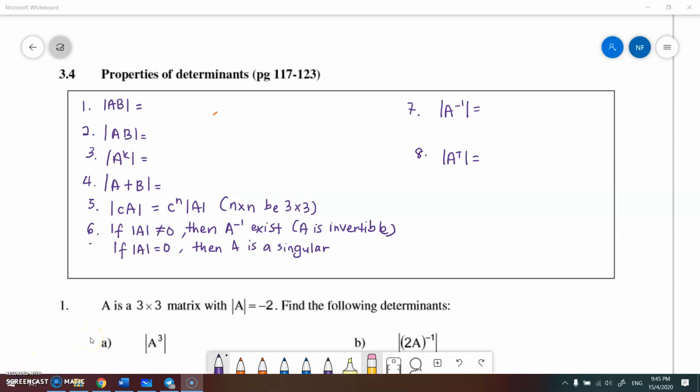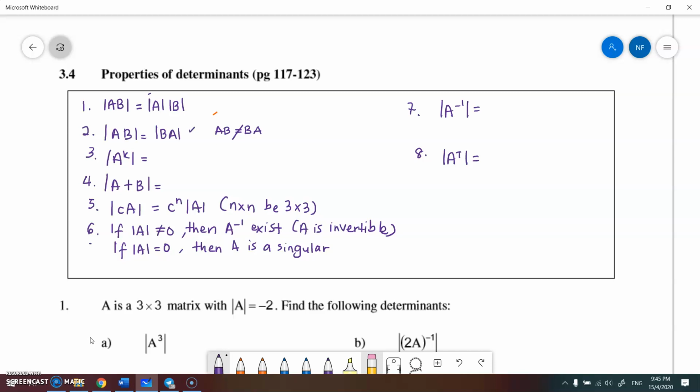Okay, determinant, properties of determinant. The first one: determinant AB is equal to determinant A times determinant B, so you can separate the determinant of these two matrices. Number 2: determinant AB is also the same as determinant BA. Do you remember that AB is not equal to BA? It's not an equal matrix, but the determinant is equal.